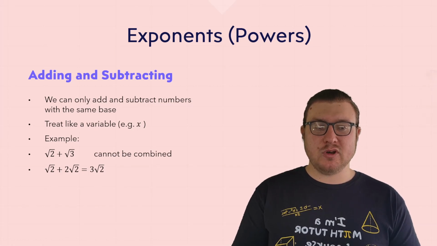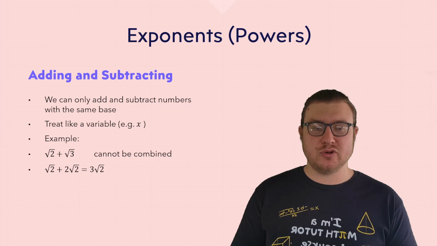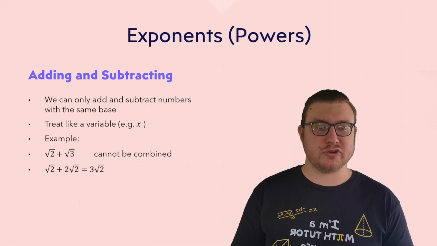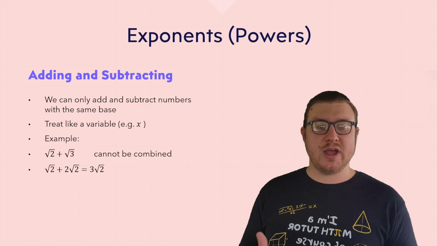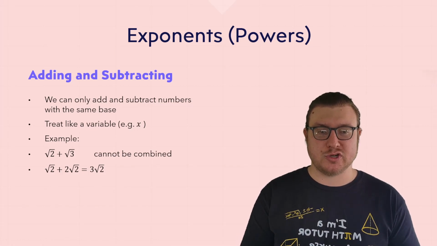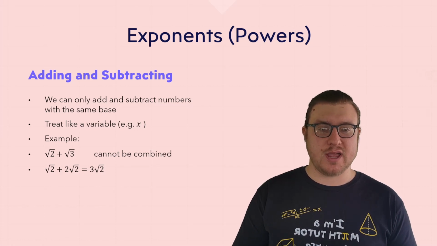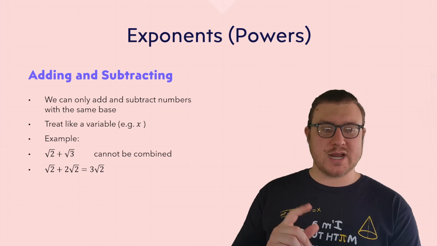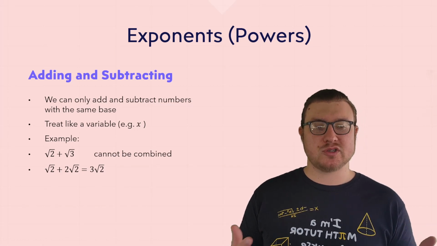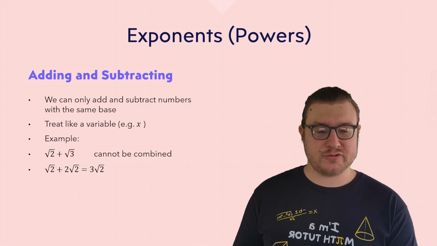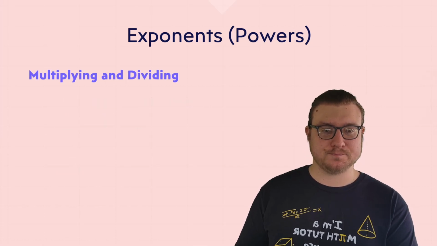So let's have a look at the next question. We have square root 2 plus 2 times the square root of 2. Now here we have the same base, we have the same base 2. So we can combine all of these terms together. In this case, we have 1 times the square root of 2 and 2 times. So we treat it like a variable, which is 3 root 2.